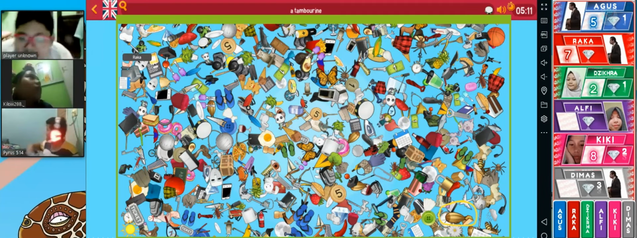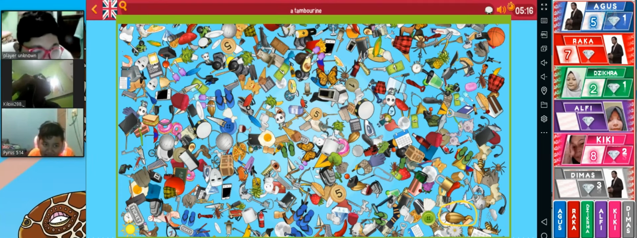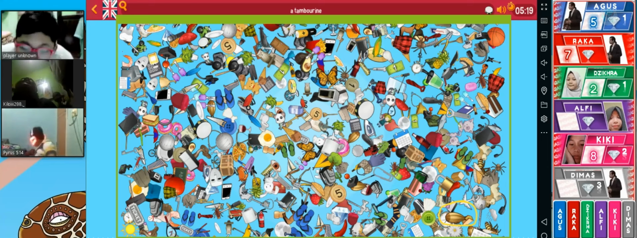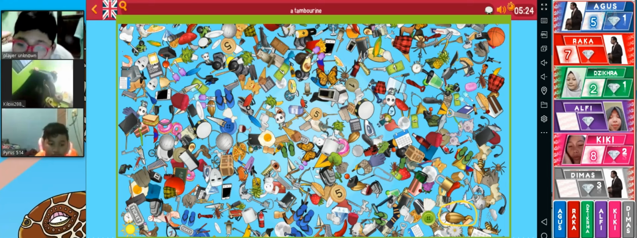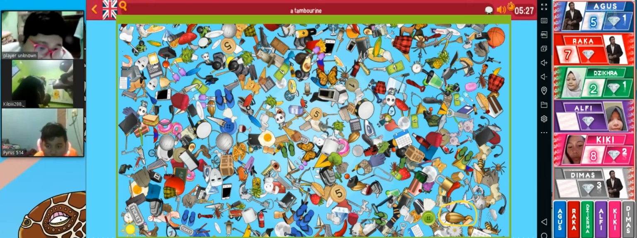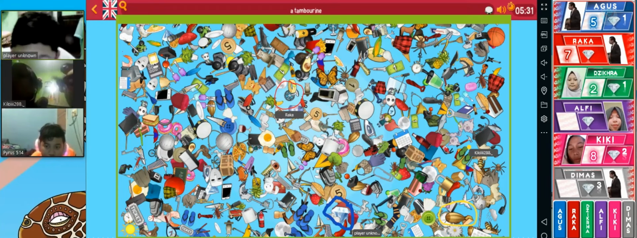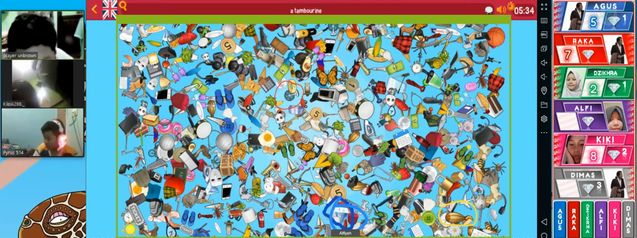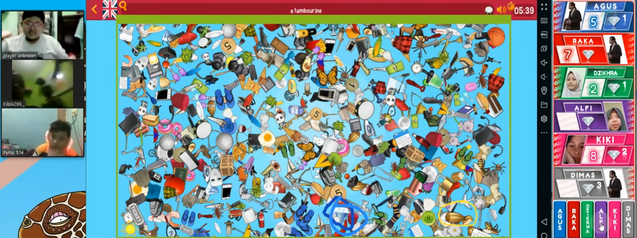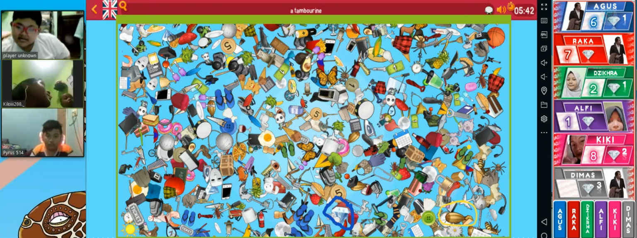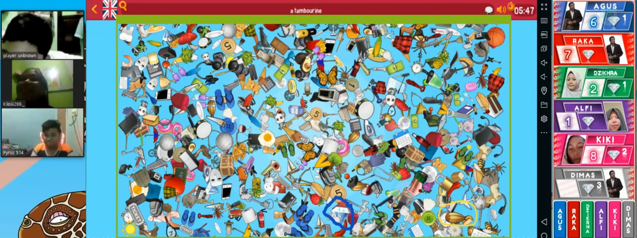So this is a kind of valuable ore, it means something that you can mine underground. And usually it's used in a wedding ring. Oh, this one is very big. This is diamond, guys, diamond.